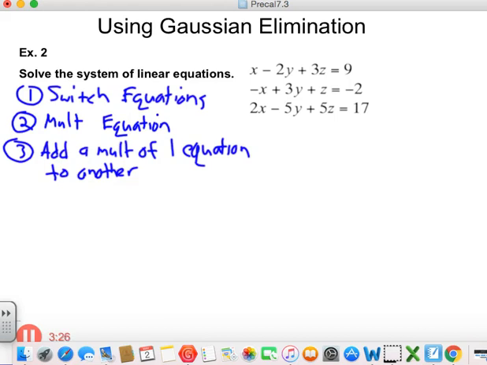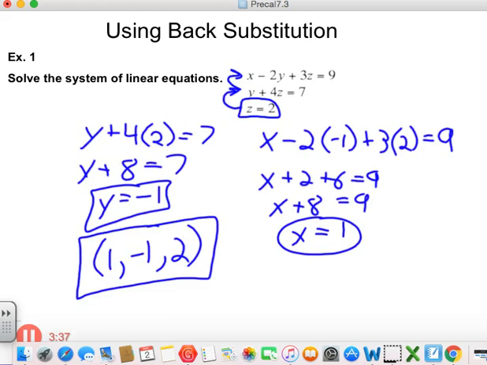Okay, so the whole goal in this is to make this look like the last problems when we did back substitution. We want to eliminate things to where we get down to where one equation has x, y, and z, one equation has y and z, and then the other equation just has one of the variables equals a number. Okay, so that's our goal right here, is to do that elimination to where we can do back substitution to find our answers.